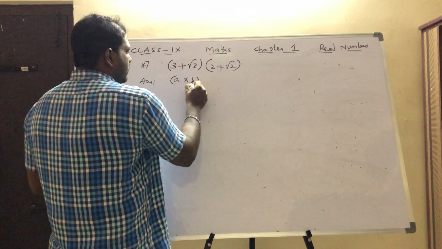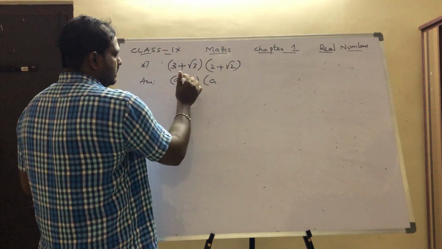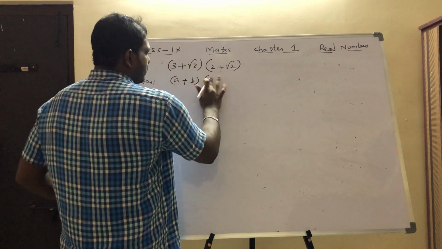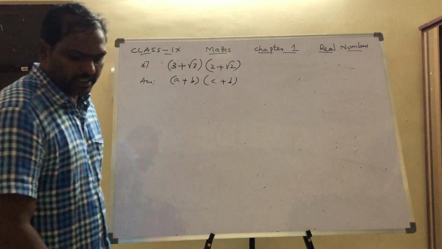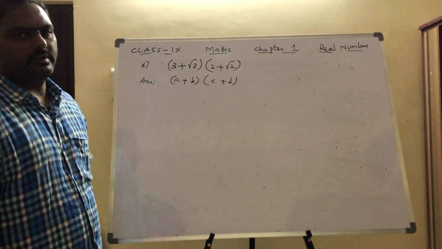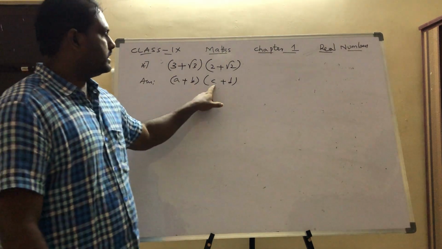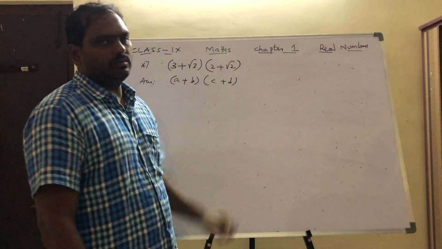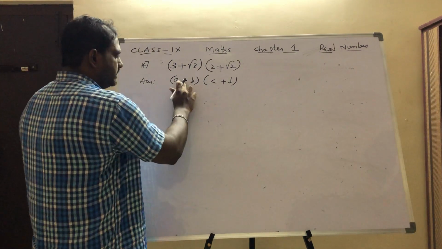Whenever you get (a plus b) into (c plus d), why I have written (a plus b) into (c plus d) is a, b, c, d. Let us take four numbers. What is a here? 3. What is b? Root 3. What is c? 2. And what is d? Root 2.